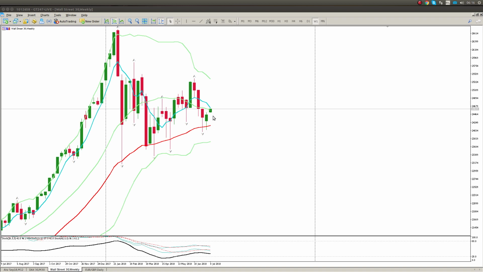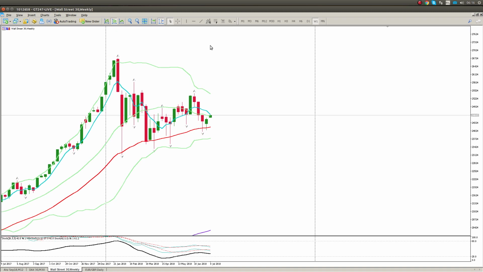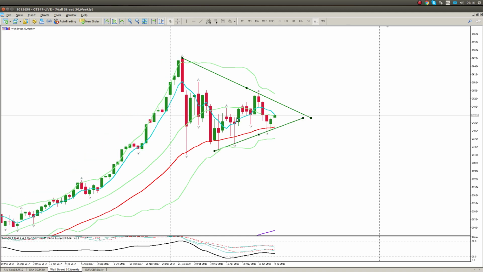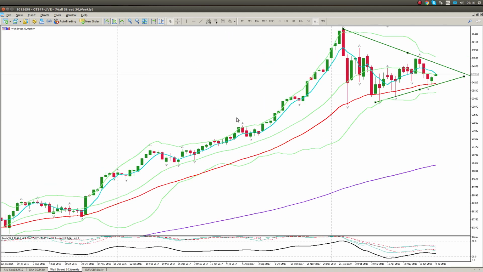I suspect that this move is going to continue until at least this downward trend line. This downward trend line is the one that we need to break. If that does break, it validates this bigger triangle. You can see the measured move on this is massive, although I would take a conservative view from here.